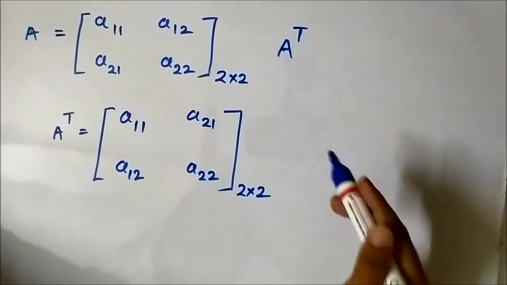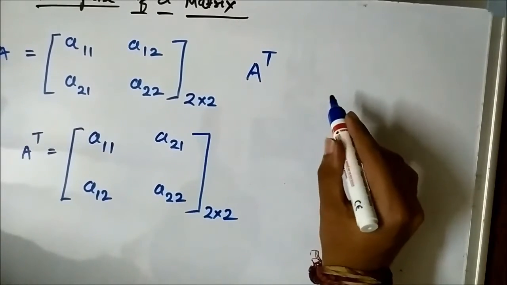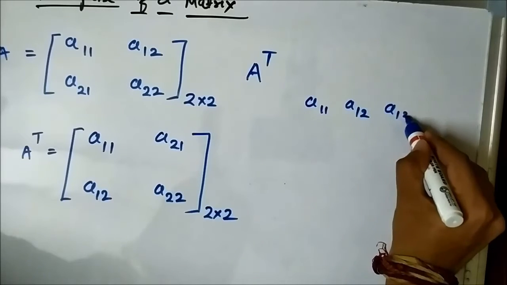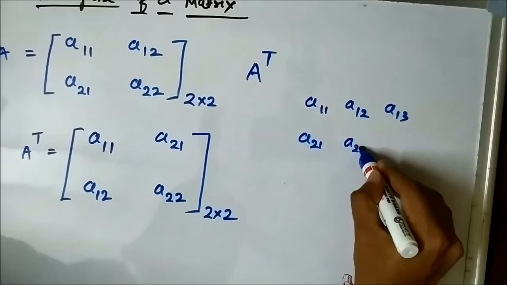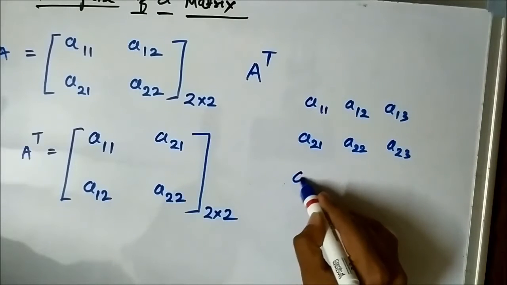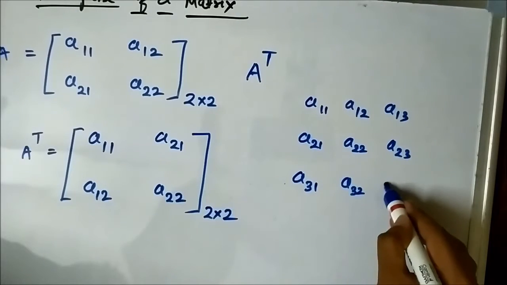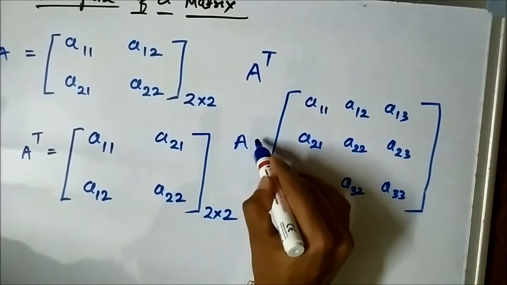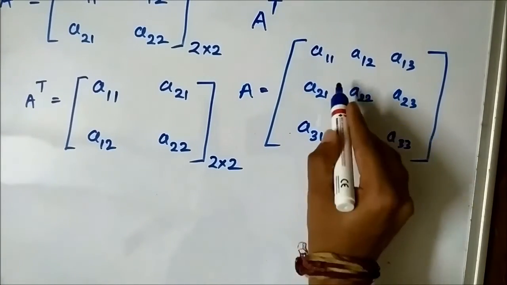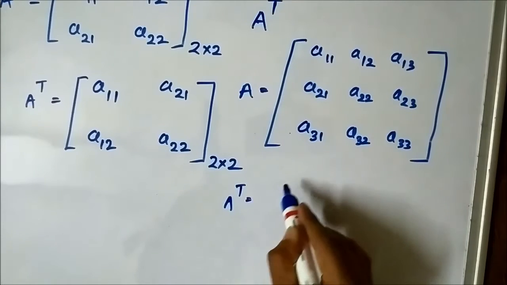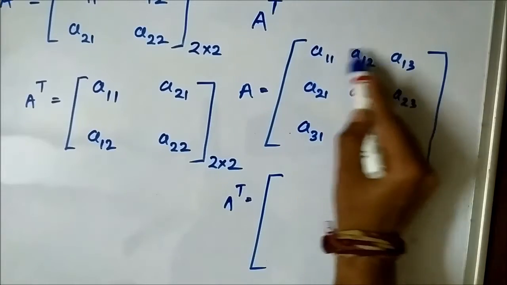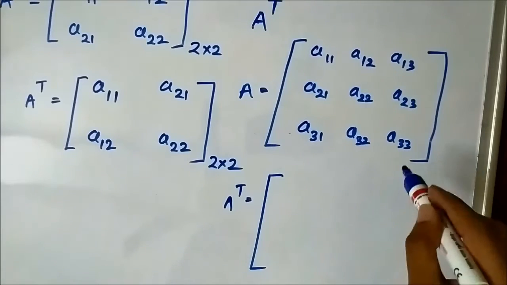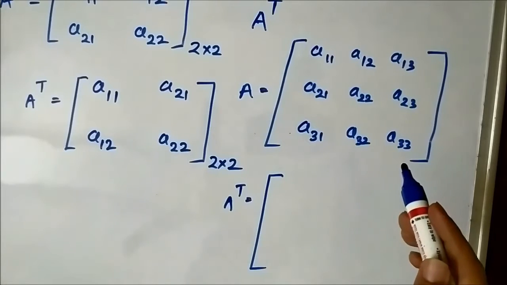Now, suppose we have, let's say, a 3 cross 3 matrix A11, A12, A13, A21, A22, A23, A31, A32, A33. This is a 3 cross 3 matrix. Okay, let's say this is matrix A again. So the transpose of this matrix will be the same concept. This first row will become the first column, the second row will become the second column, and this third row will become the third column. So we are basically interchanging the rows and the columns.